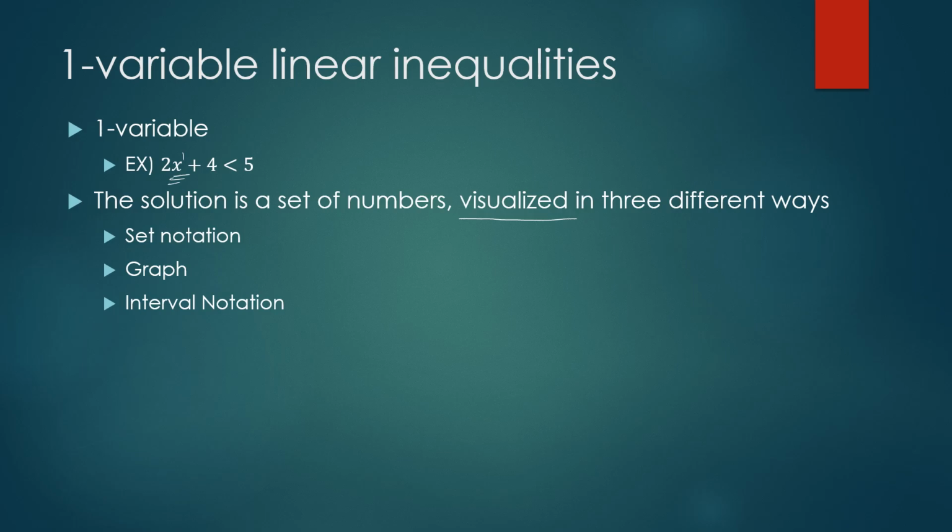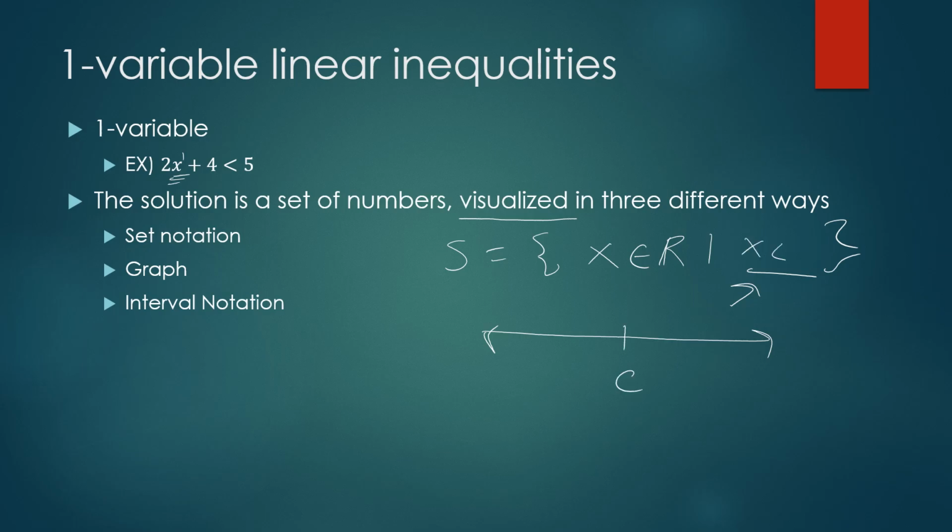Set notation, as we've seen before, would be some sort of set that fits the ordered pairs, so we'd say x, element of the real numbers, such that, and then there'll be some sort of rule here based on what this inequality is. We can then also graph by drawing a number line, and whatever that solution may be, whatever this cutoff is, let's say that's c, let's say x is less than c, then I graph all the numbers that are less than that.